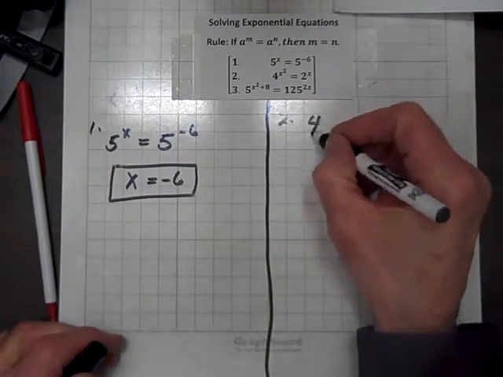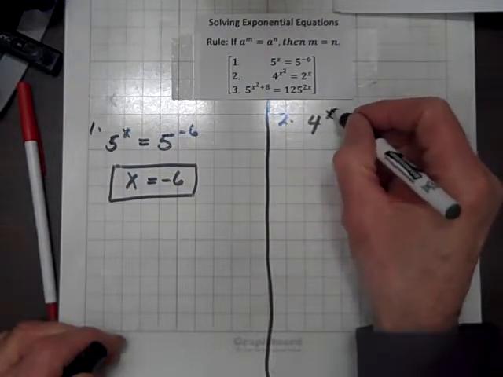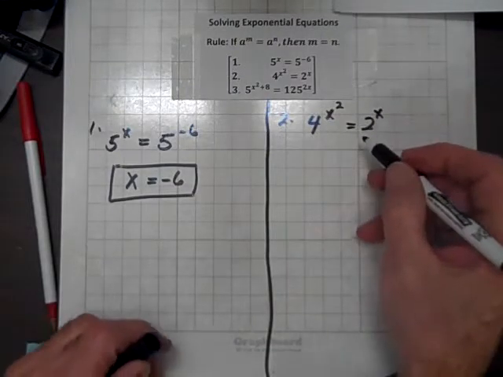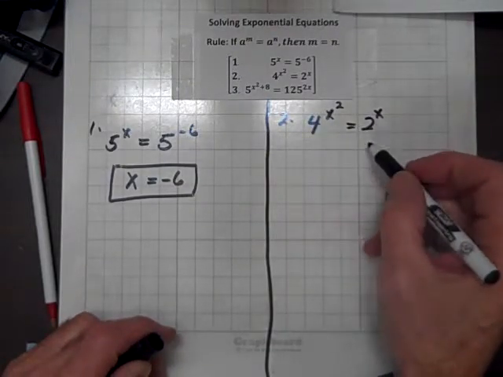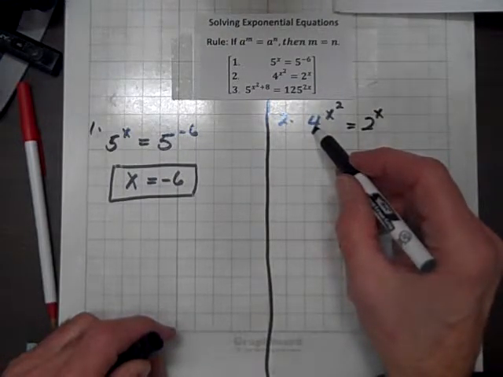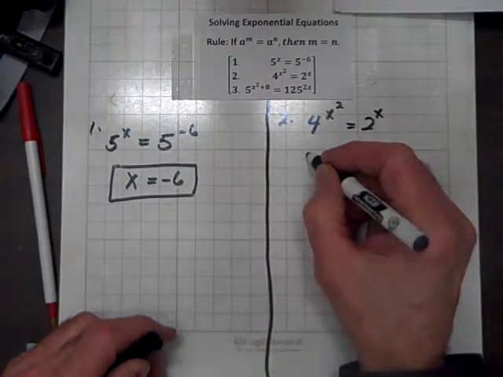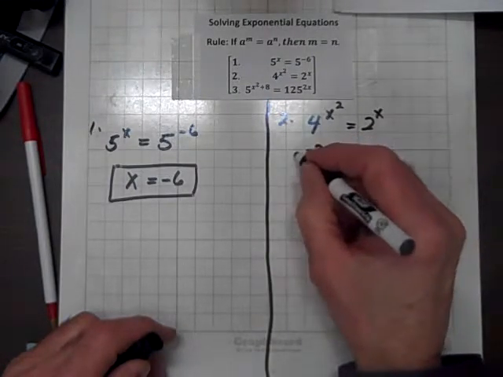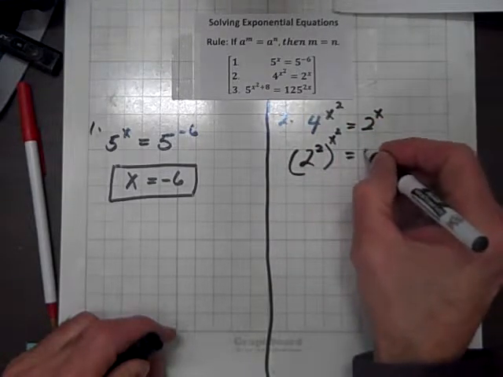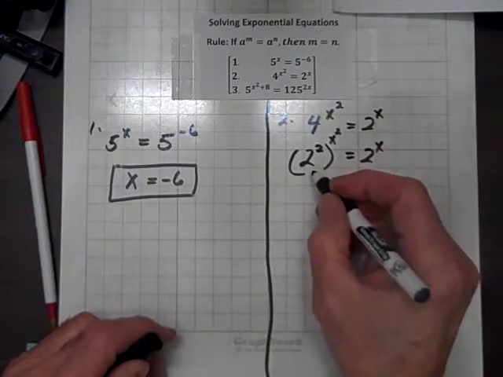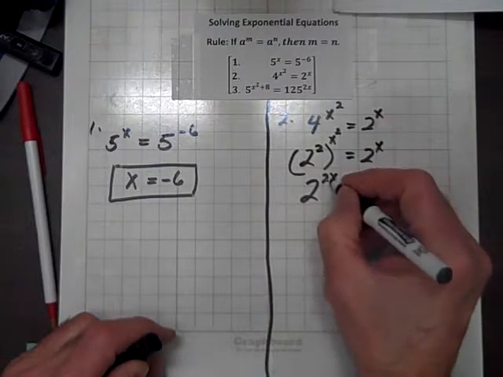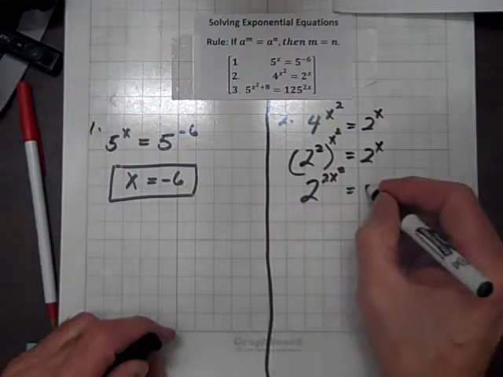And we've got 4 to the x squared equals 2 to the x. We've got an issue here. 4 and 2 are not identical bases. Nevertheless, we can rewrite base 4 in terms of base 2. That will become 2 squared raised to the x squared equals 2 to the x. By the rules of exponents, that's the same as 2 to the 2x squared equals 2 to the x.